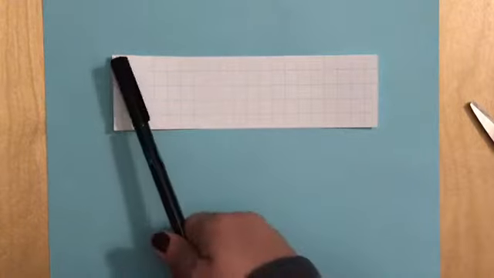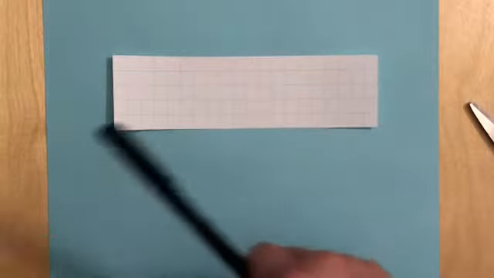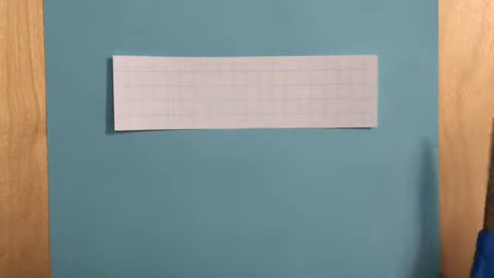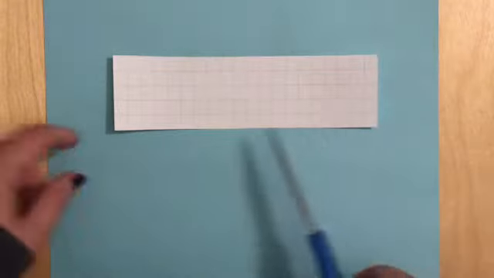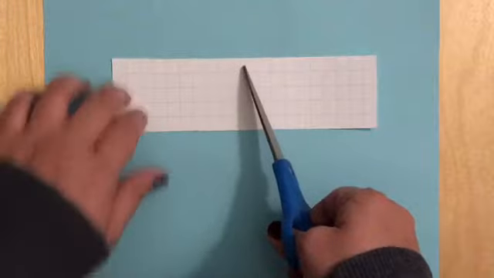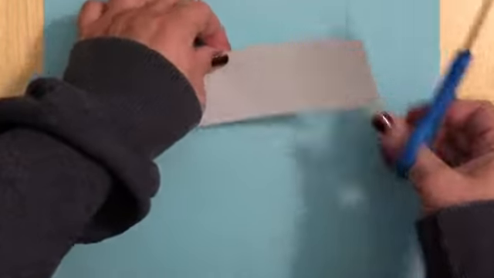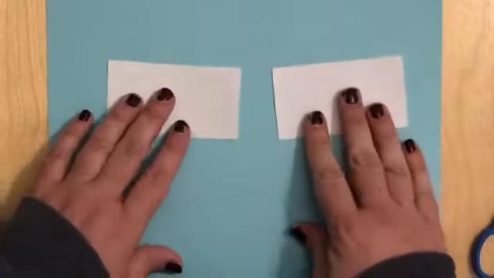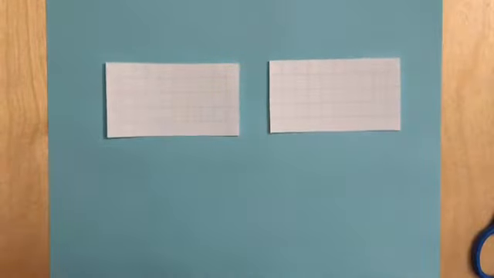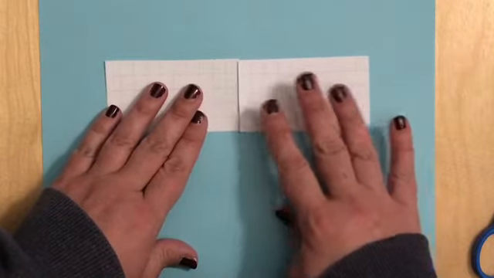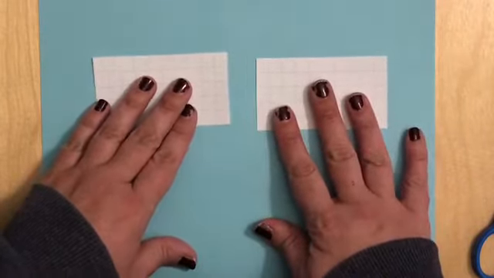Okay, you should have remembered that I said that this was 20 centimeters long, so I'm going to cut it where the 10 centimeters is, because 10 plus 10 is 20. So 1, 2, 3, 4, 5, 6, 7, 8, 9, 10. Now I have two smaller rectangles. Now, did I change the area of my bigger rectangle? No, I just simply cut it in half.